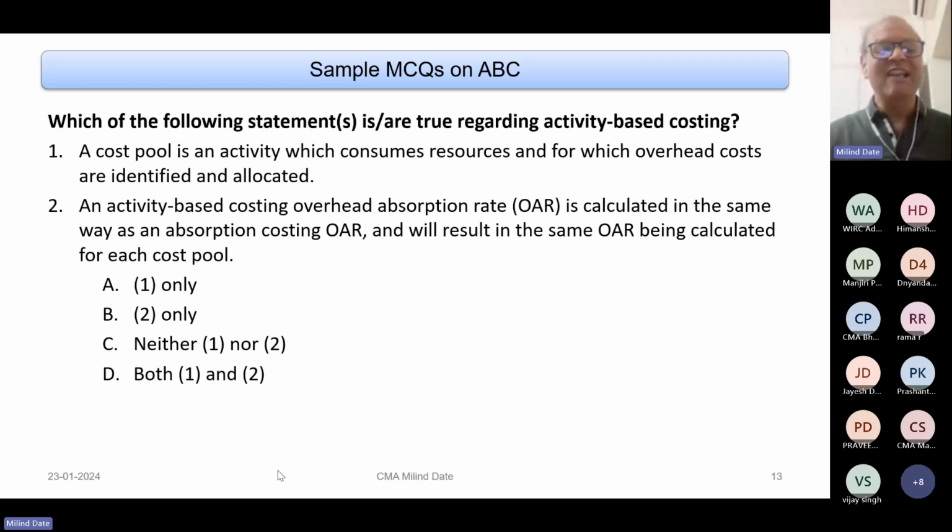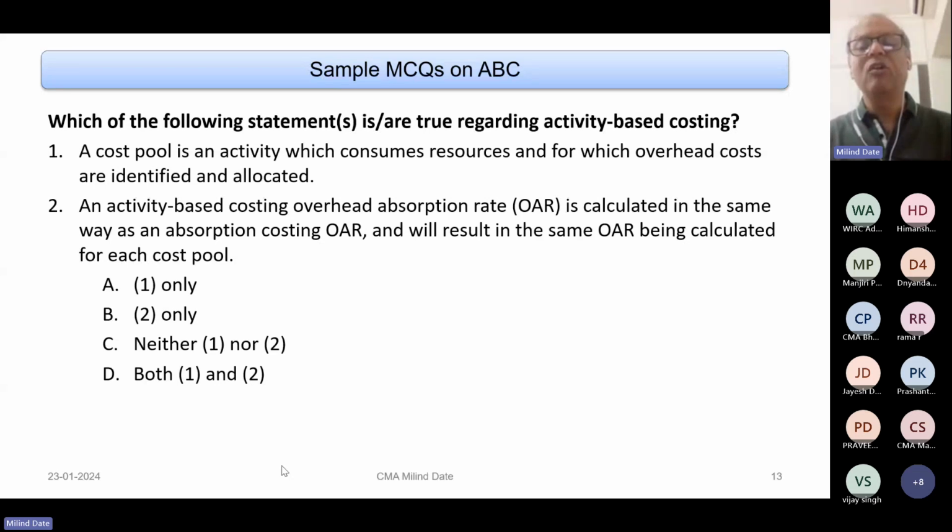So that's why the second statement is half correct and half wrong, and therefore the fully correct statement is only statement number 1, and that's what you will actually write and select option A.